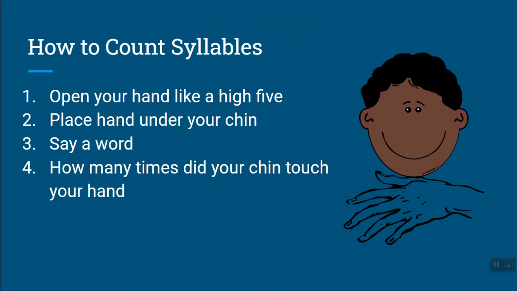Good. So if you are Fernando, you have 3 syllables in your name. If you are Holly, you have 2 in your name. If you are Anthony, you have 3 syllables in your name. And if you are Natalie, you have 3 syllables in your name as well.